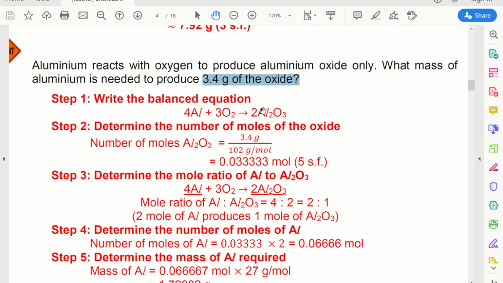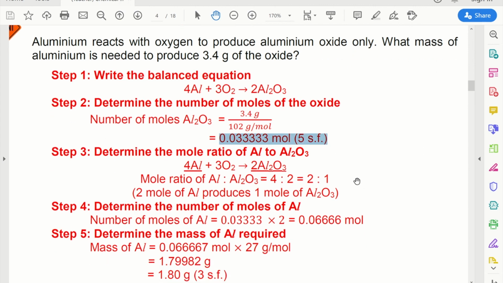So I have 3.4 gram of this. How much aluminium do I need? I always calculate the number of moles because we are always comparing in terms of mole ratio. So I calculate mass over molar mass. Molar mass of aluminium oxide is 102. 3.4 divided by this, I'll get this number. Leave it to 5SF first. Then I compare mole ratio. Since I'm only interested in aluminium, I just compare these two.